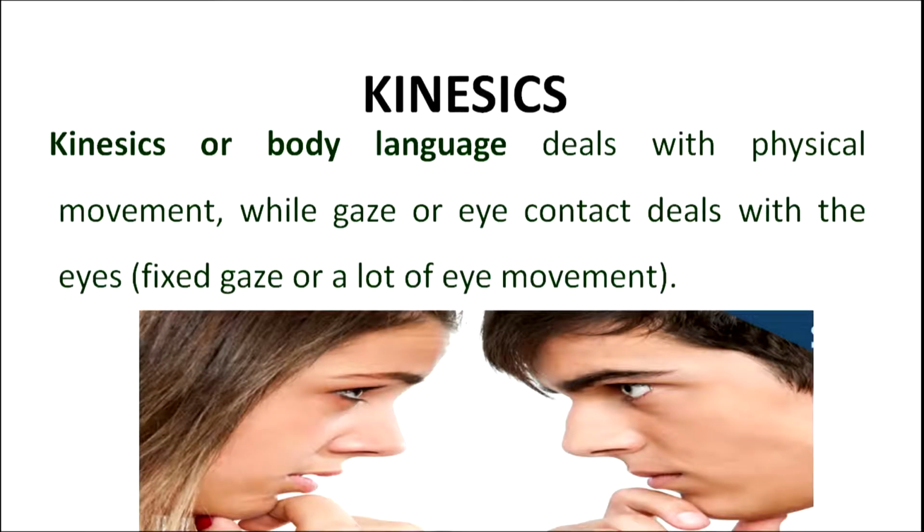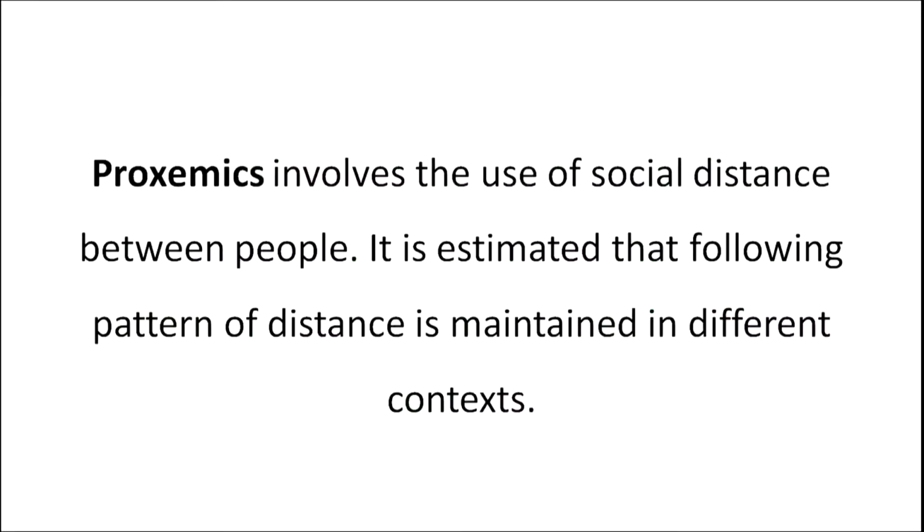First is kinesics. Now what is it? Kinesics, or body language, deals with the physical movement, while gaze, or eye contact, deals with the eyes, that is your fixed gaze or a lot of eye movement. Second is proxemics. Proxemics involves the use of social distance between people. It is estimated that the following pattern of distance is maintained in different contexts.